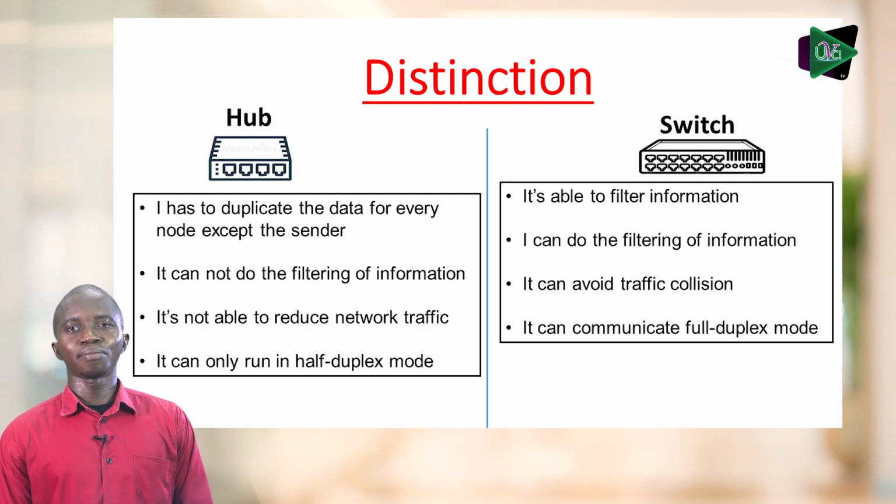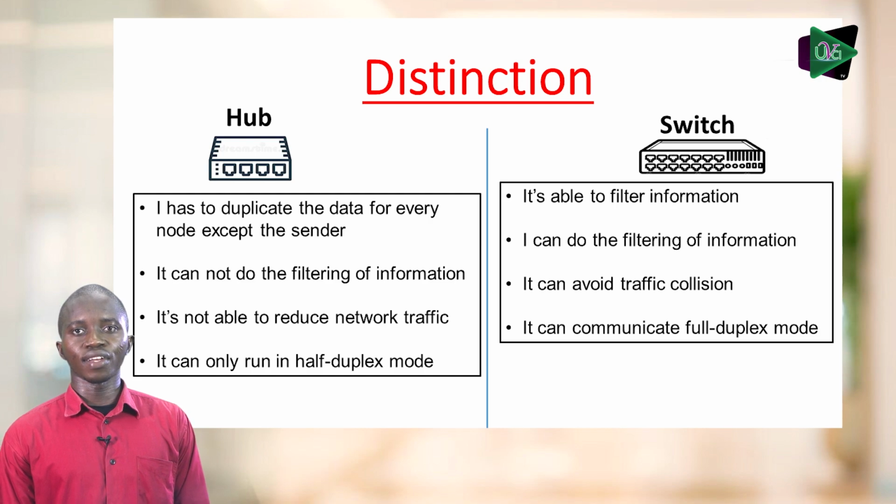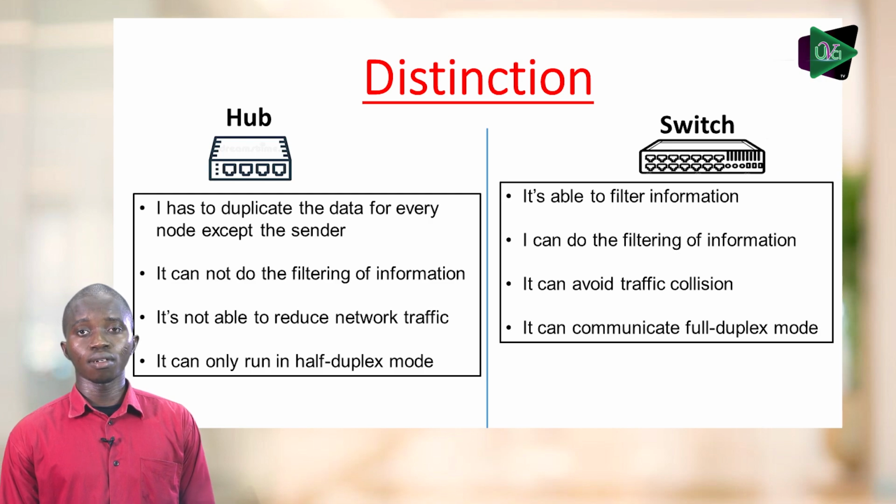Now, what about the switch? How to distinguish a switch from a hub? Simply, it's able to filter information, which a hub cannot do. It can avoid traffic collisions, which can be very difficult for a hub. And at the end, it can communicate in full duplex mode. But we know a hub can only run in half duplex mode.